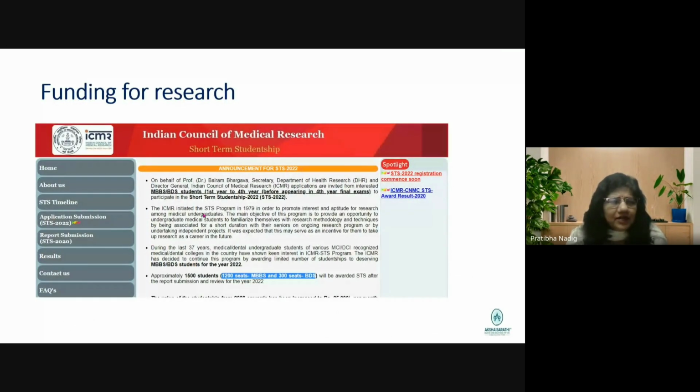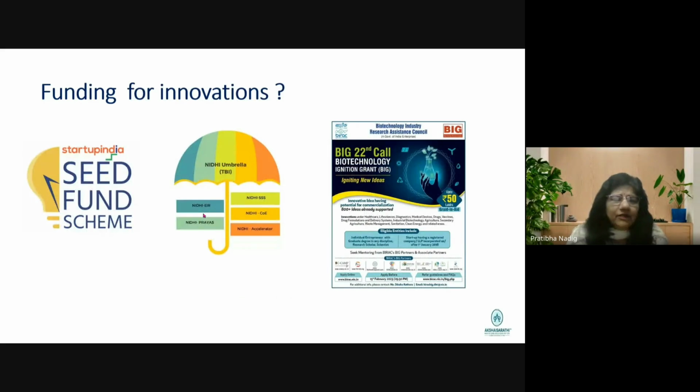And funding for research for undergrad short-term studentship is there. If not, sometimes some students have come forward to invest on their own. Faculty also has contributed. Together they have. We did that actually. And if you want to do some innovations, then there is the Startup Seed India Fund Scheme. But I would say at the moment for medical graduates, keep the idea, do it at a later date, maybe when you become interns also.